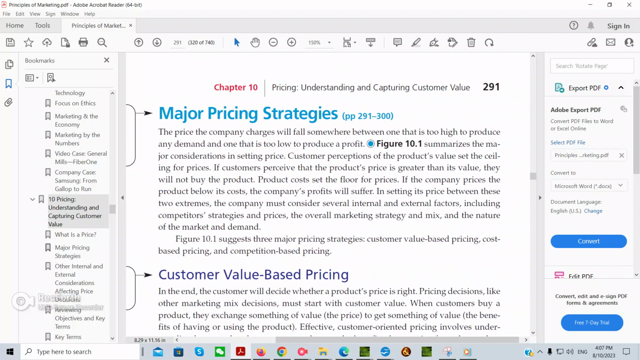Now let's talk about major pricing strategies. The price a company charges will fall somewhere between one that is too high to produce any demand, and one that is too low to produce a profit.